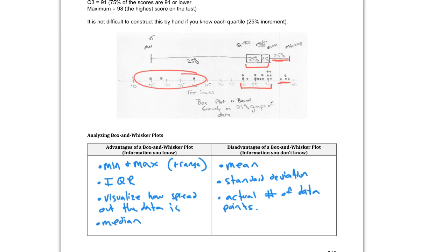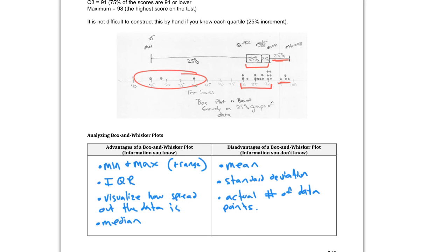Something we don't know, though, by looking at a box and whisker plot, we don't know what the mean is. We don't know what the standard deviation is, although, again, we can see kind of how spread out the data is. And we don't know anything about the actual number of data points that have been collected. If you're just looking at a box and whisker plot, we don't see that.